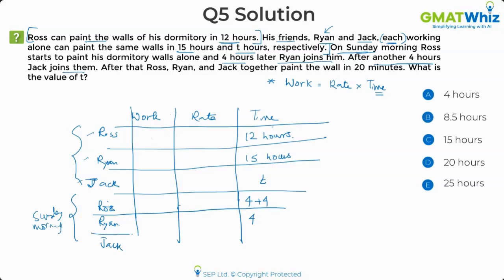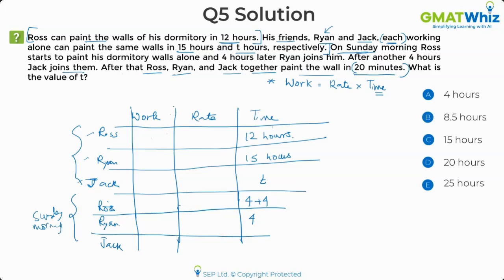This part is extremely critical, so I hope this is perfectly clear, because when Ross started, he worked for 4 hours. Ryan joined him, and after another 4 hours, total Ross has worked 8 hours so far, and Ryan joined after 4 hours, so he has worked for 4 hours. That is information that you should be able to break down and write properly. And after Jack has joined, Ross, Ryan, Jack together paint the wall in 20 minutes. So whatever is remaining, they're completing it in 20 minutes.